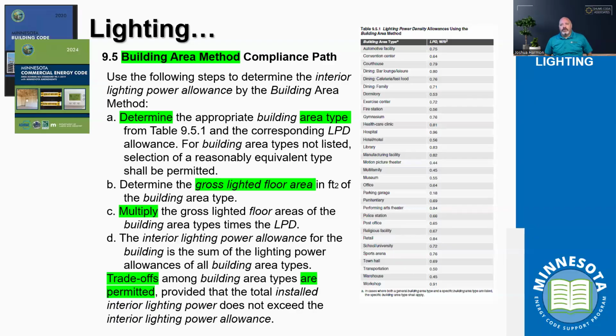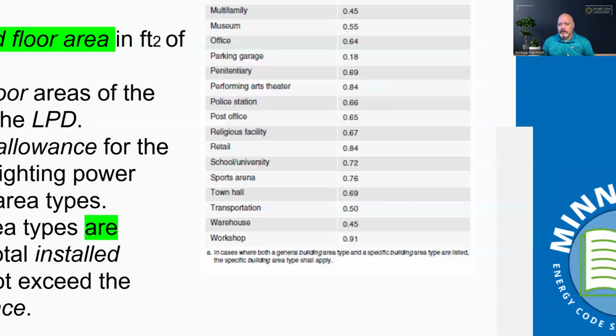If we were to look at it from the building area method, so that was simplified. Moving on to building area, what we're going to do is determine that area type. We're going to go to the table and determine what type of building we're looking at. We're going to go back to retail. You can almost see that there at the bottom. Let me zoom in real quick. We're going to go to retail, and we're going to see that it's now 0.84.